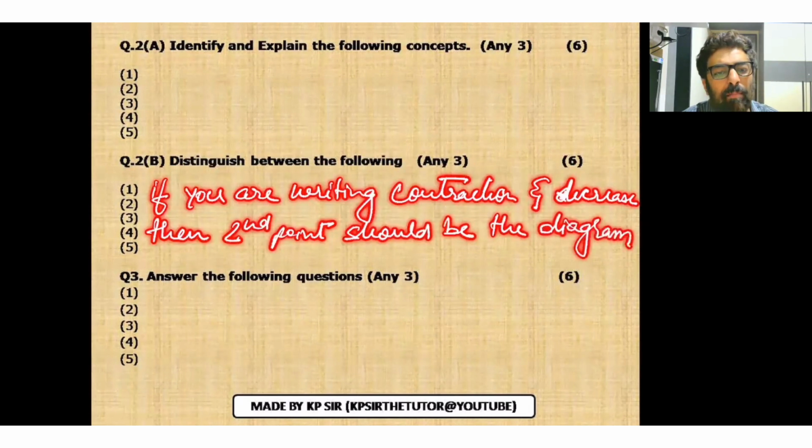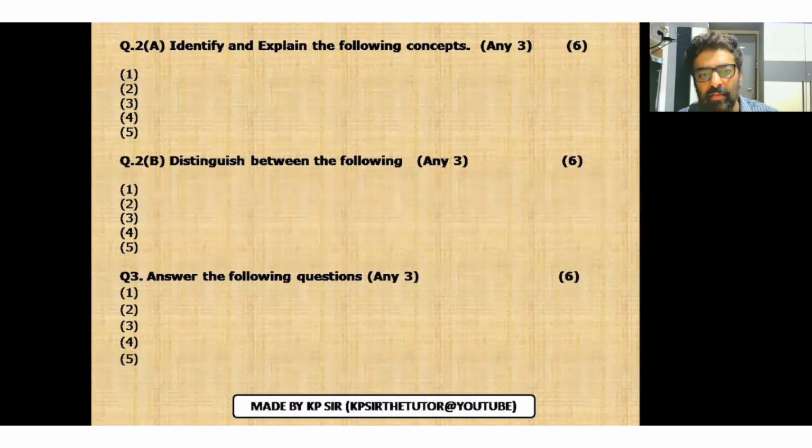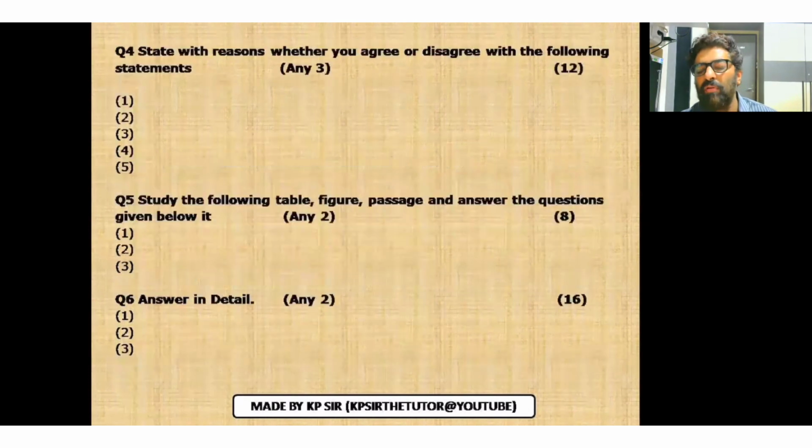That will put an impact, nothing else. Then you have to answer the following questions, again any 3 for 6 marks. You have whether you agree or disagree with the following. You get 3 questions here. The per question weightage is 4 marks.